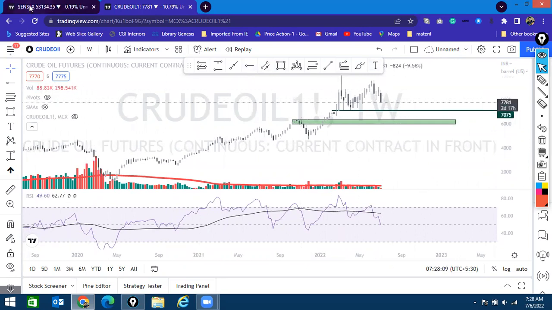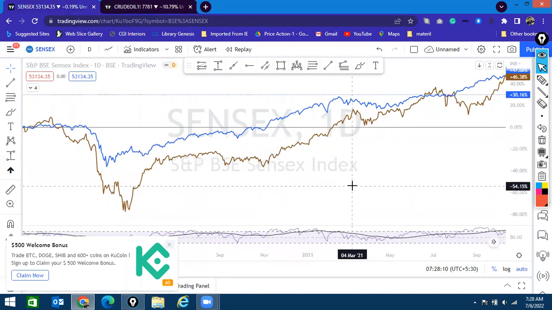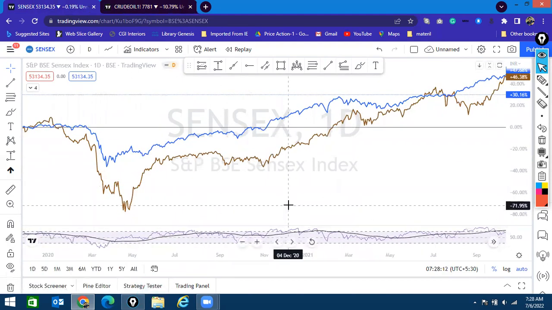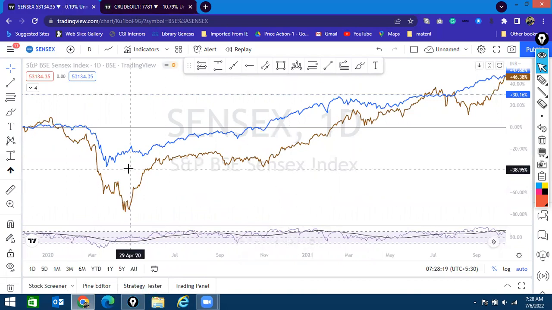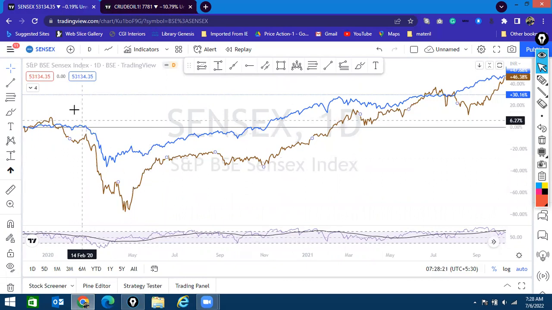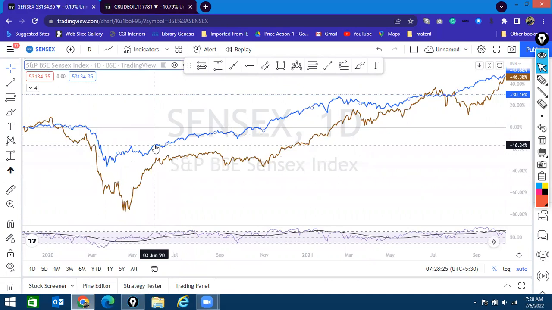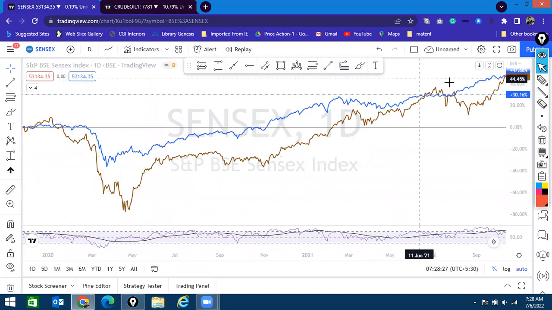So here is another study. Here is another chart I'm opening. Here I am comparing crude with the Sensex of India. This brown line is the crude oil line, this is the crude chart, and I'm comparing it with the blue line. The blue line is the Sensex line. I'm taking data from 2020.